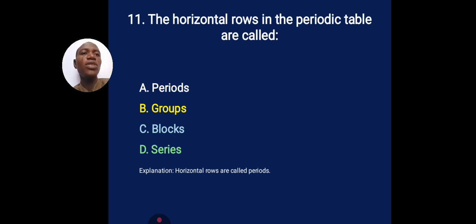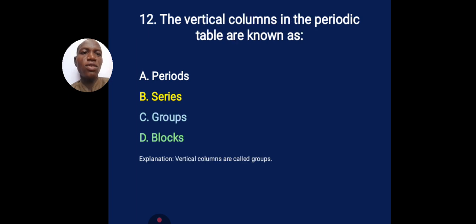Okay, question 11. The horizontal row in the periodic table is called what? Remember, horizontal, not vertical. Horizontal is called periods. Vertical is called groups. The vertical columns of a periodic table are known as groups. I've already answered this before.